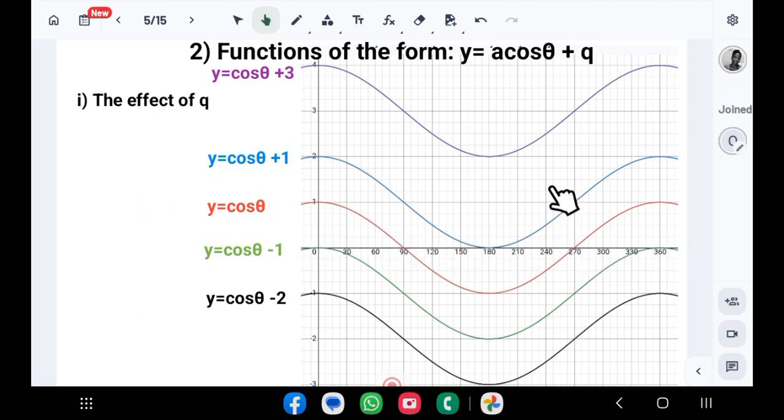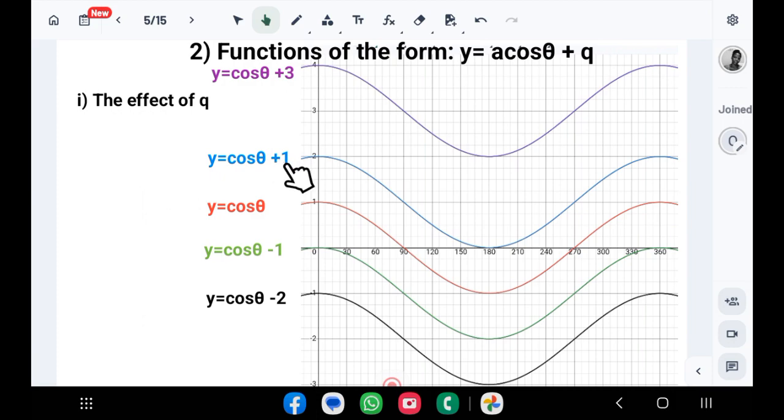There is no shift either up or down, so the x-axis where y is equal to 0 is where you've got your line of rest. Your q is equal to 0 in this particular equation, y equals cos theta, because there is no plus anything. That means it is plus 0, so it is right here on the x-axis. Now, what happens when your q is equal to 1?